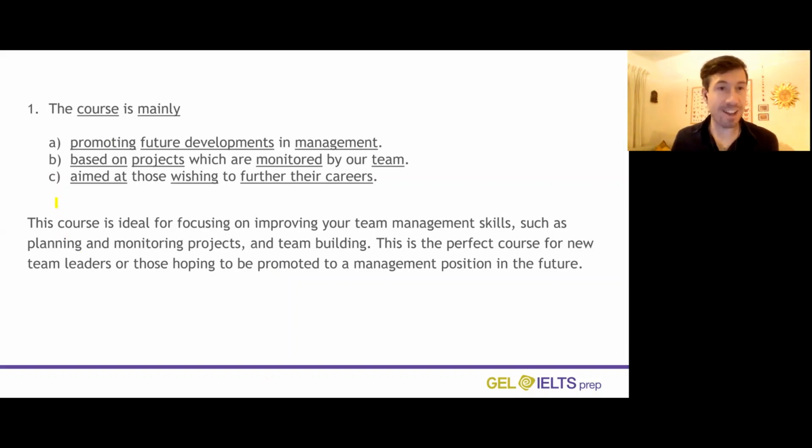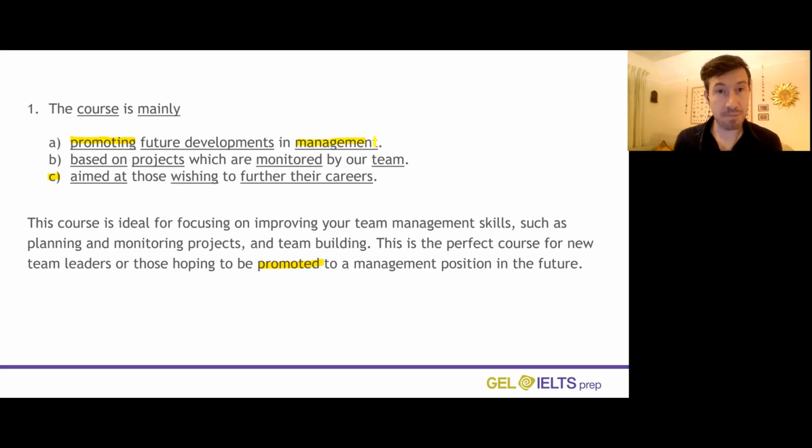Okay, so the correct answer here is actually C. Now we're going to go through each one individually. So we're going to start with A, promoting future developments in management. Now, if we look through this paragraph, you'll see that we've got a few keywords here. We've got promoting and promoted here. Now they look nearly the same, but they actually have different meanings. Here, promoting means like advertising or encouraging, that type of thing. But promoted here means to get a better position, a better job. So they look the same, but different meanings. So that would be a distractor.